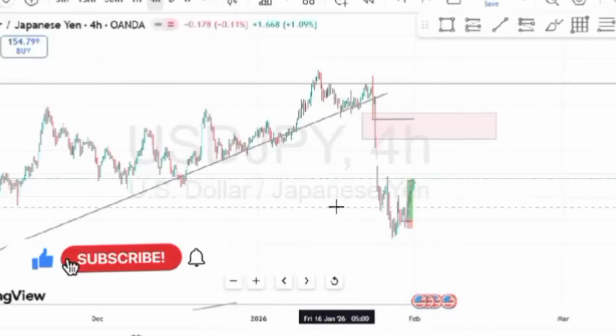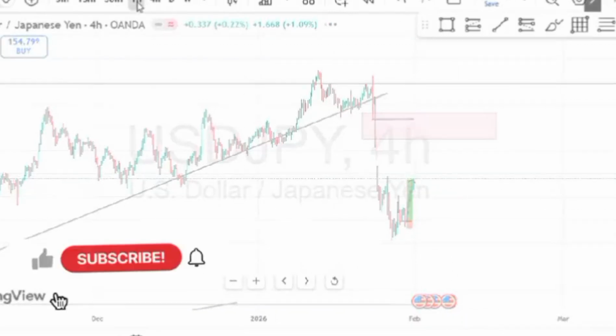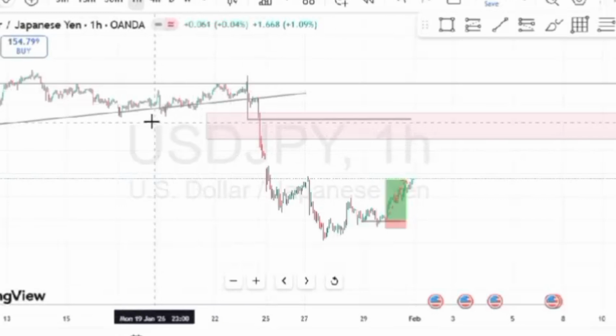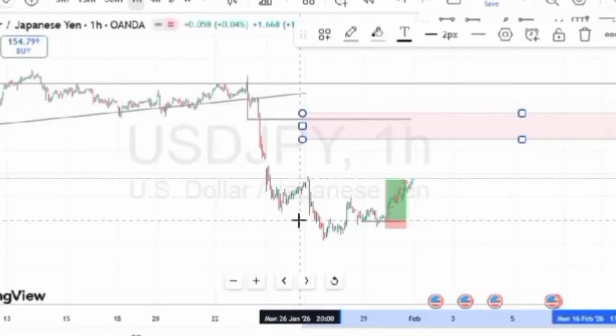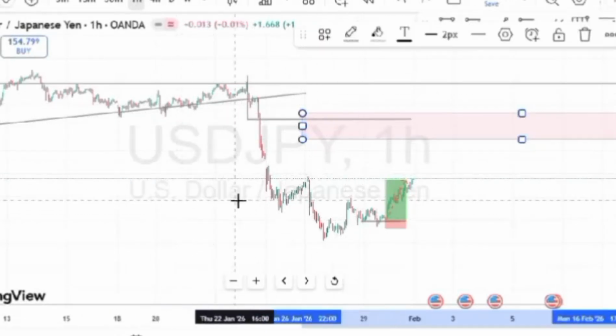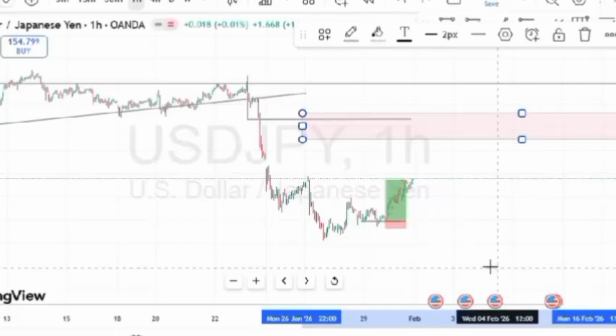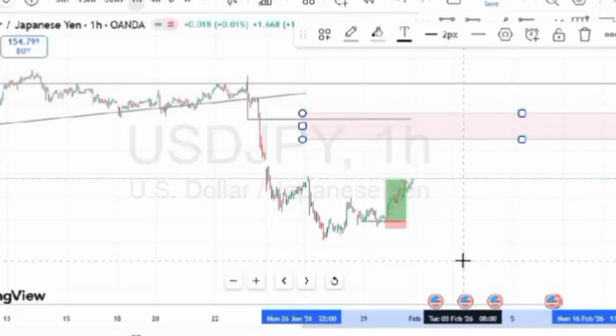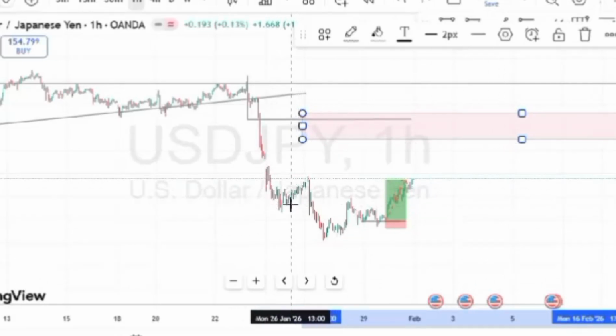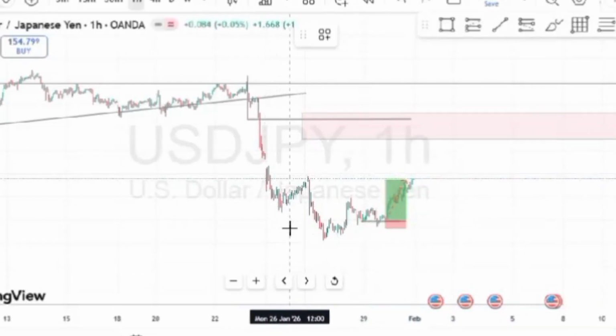So this is the 4-hour time frame. I'll scale it down to the 1 hour to show you what happened. Now when this market broke structure, I knew that there would be a need for a pullback before the sell continues. So what I did was I saw this market creating this for us. You know, we were on a downtrend.